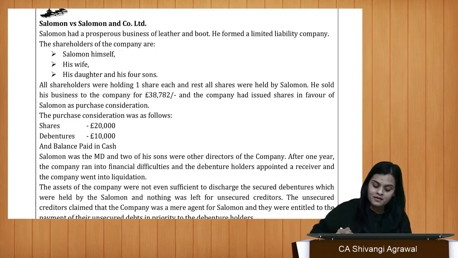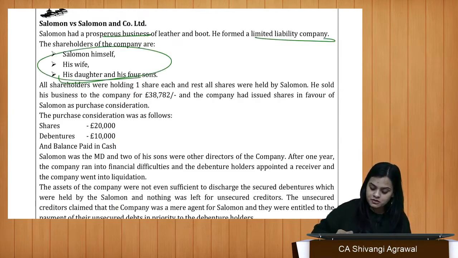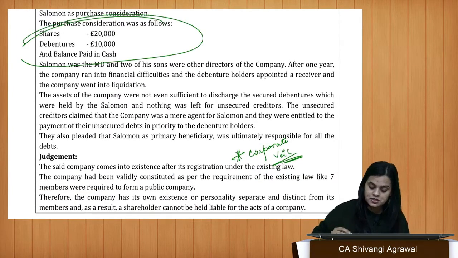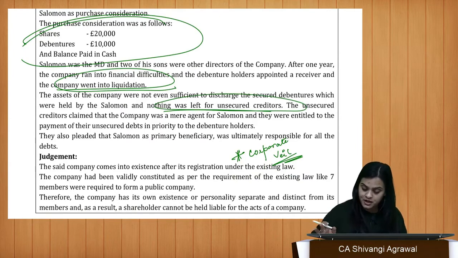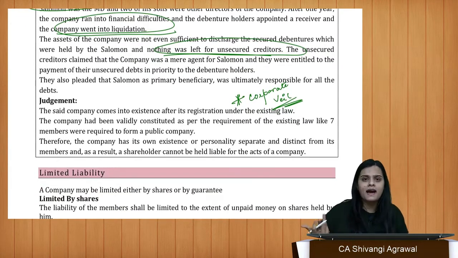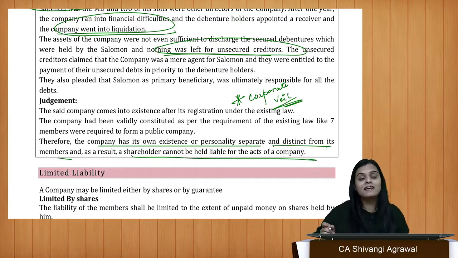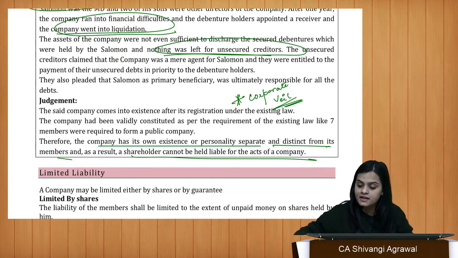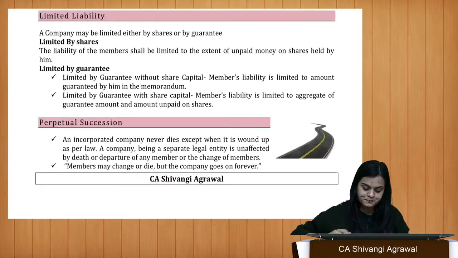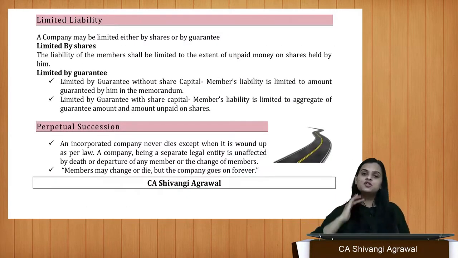at our case law. Salomon had a prosperous business. He formed a company. These were the shareholders, and he got this purchase consideration. The company went into liquidation. The assets were not sufficient to discharge everyone, so nothing was left for the unsecured creditors, and they were angry thereafter. They pleaded that Salomon should not be paid anything and we should be paid, but the judgment was that company has its own existence, which is separate from its members, and a shareholder cannot be held liable for the acts of the company. Whatever happened, it happened with the company. Although the person was running the company doesn't really matter. The company is different and the person is different. Clear?